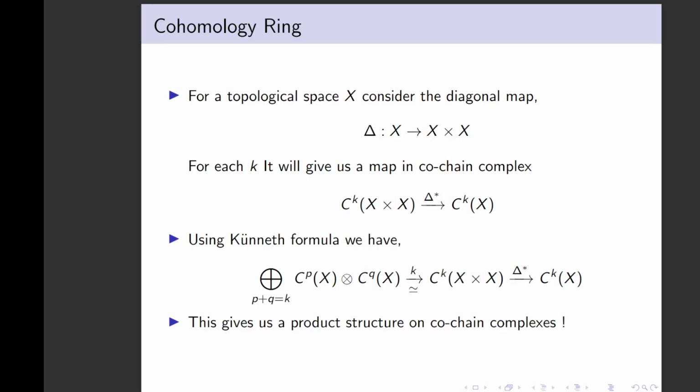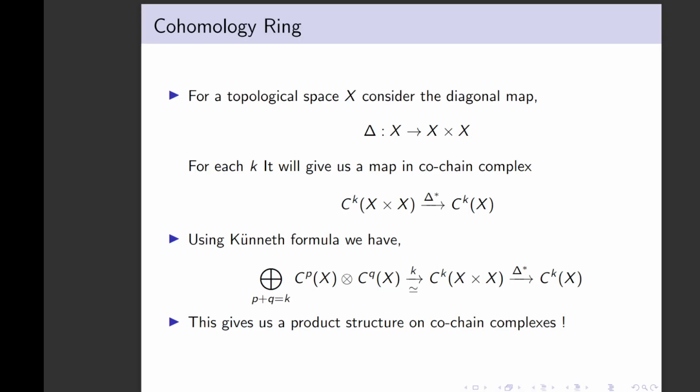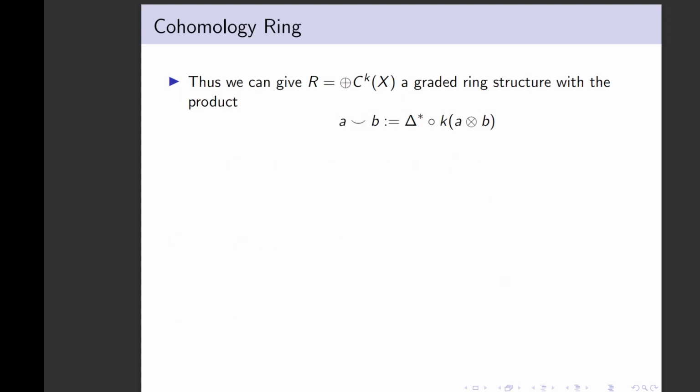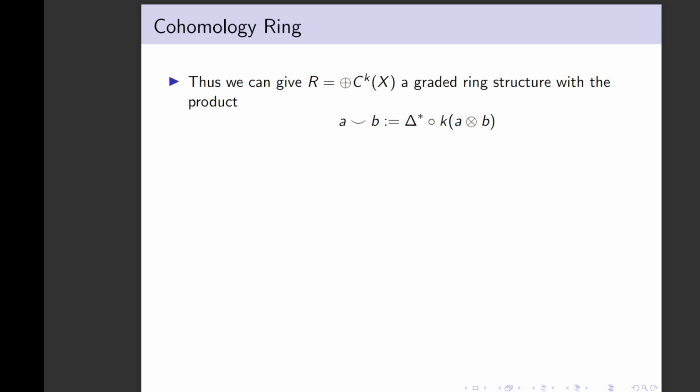Okay. So from here, I can define a product structure very naturally. So this is the product structure. Here A and B, their product is defined to be this. Basically, you take one element A from the p-th cochain complex and one element B from the q-th cochain complex, so they have degrees p and q. Then you look at their image under this composition, which maps to the (p+q)-th cochain group. So if you have an element A of degree p and an element B of degree q, their product will have degree p plus q.